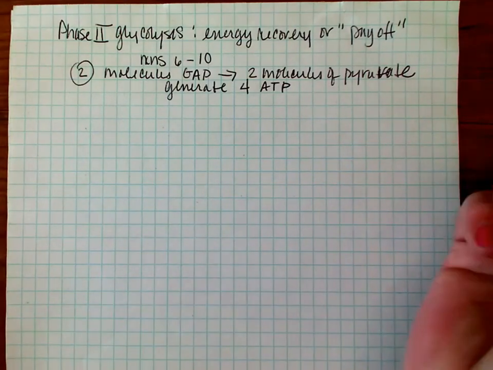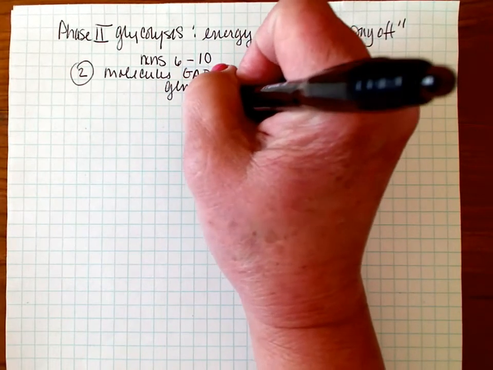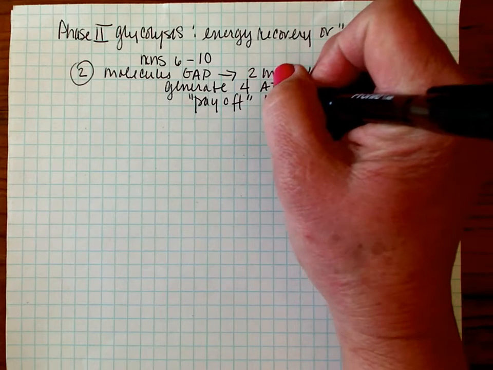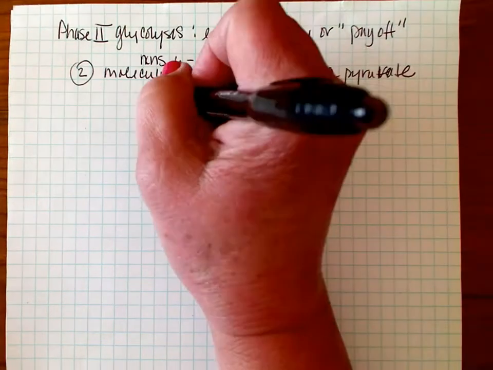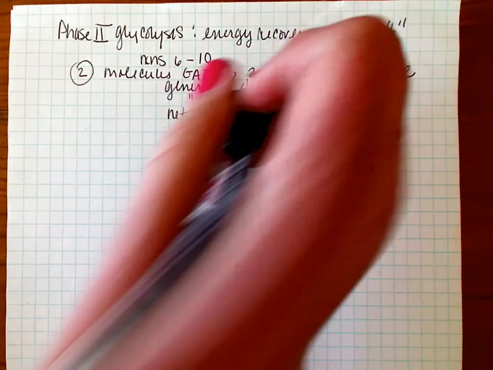Okay. So we're going to pay off phase 1 debt, and we're going to net 2 ATP. Okay.